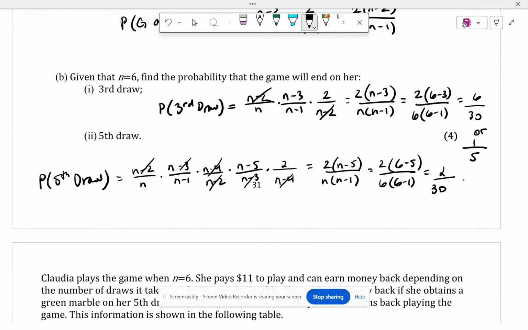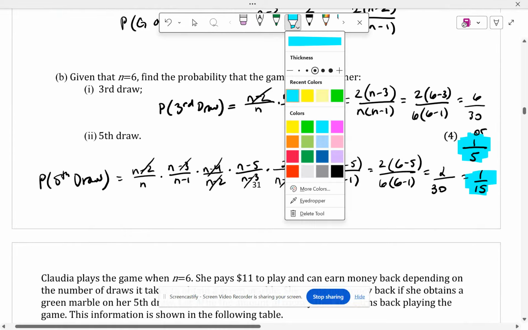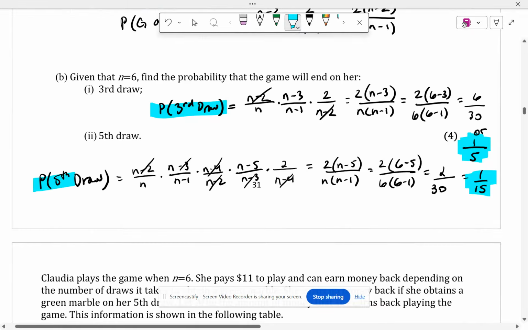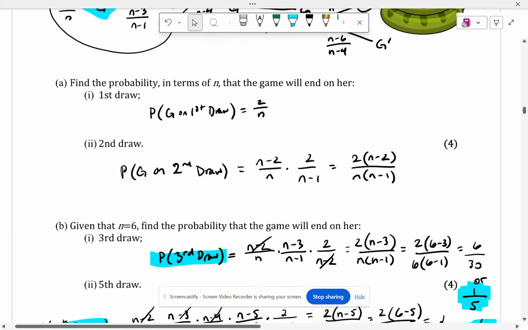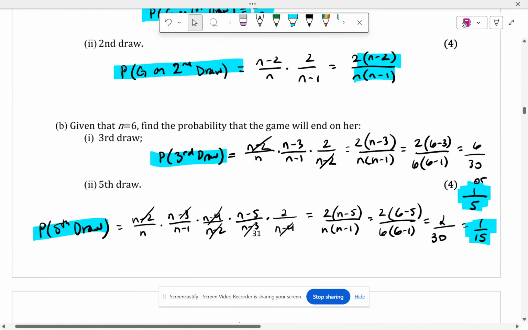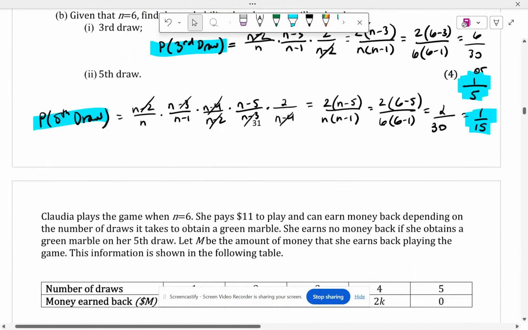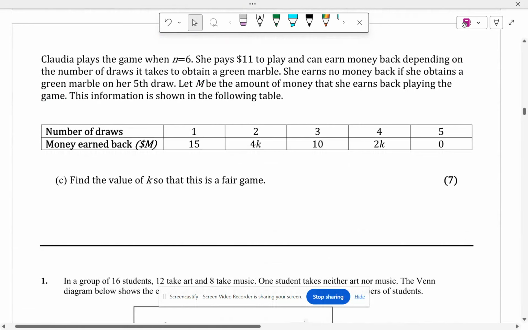All right, I'd like to highlight because I feel like I'm going to be using this stuff. Third draw was 1 out of 5. Fifth draw was 1 out of 15. Second draw was this guy. First draw was this guy. I almost have everything except for which draw am I missing? Oh, interesting. Do you kind of see where this problem could be headed?